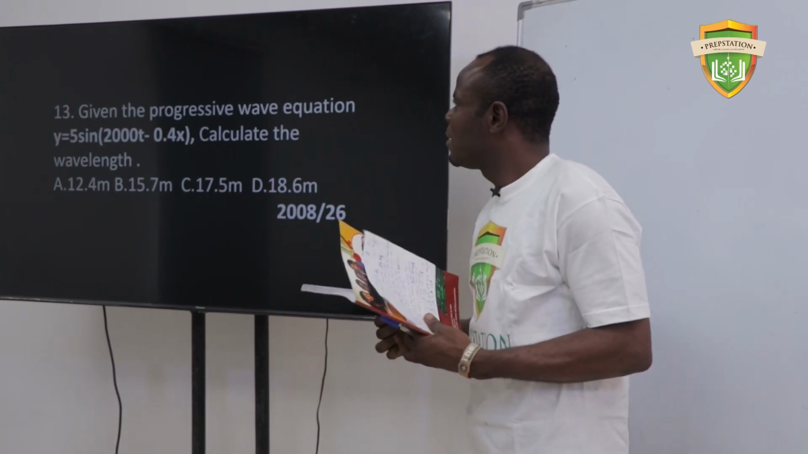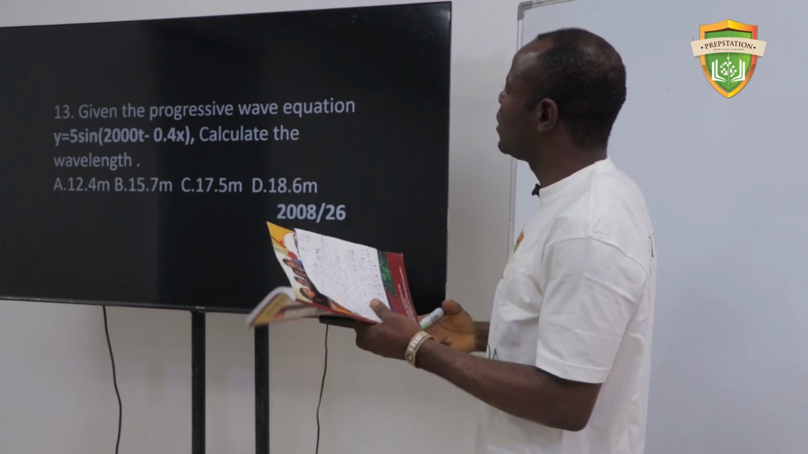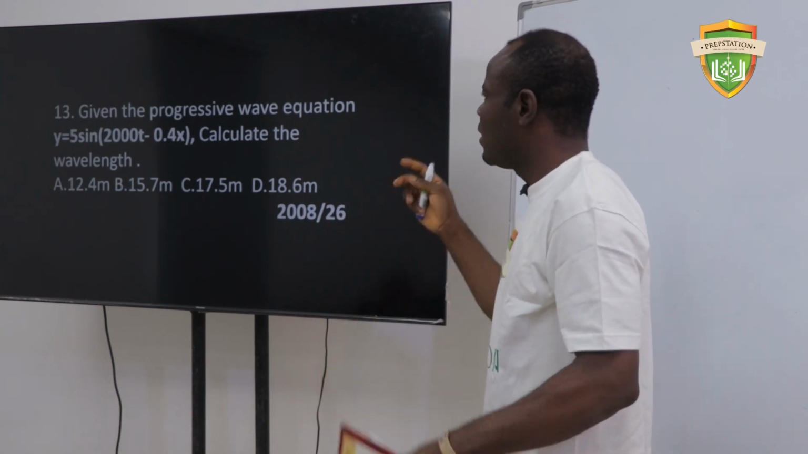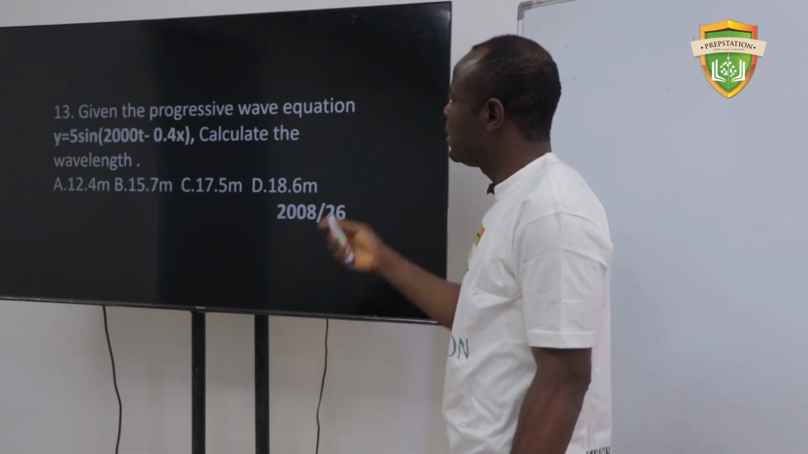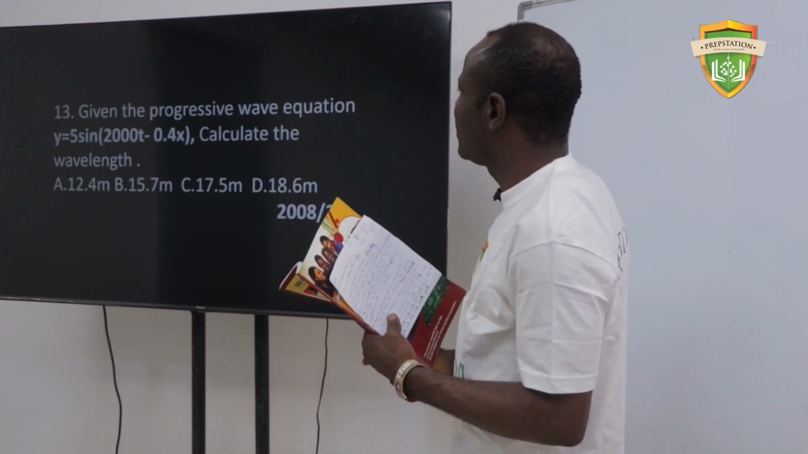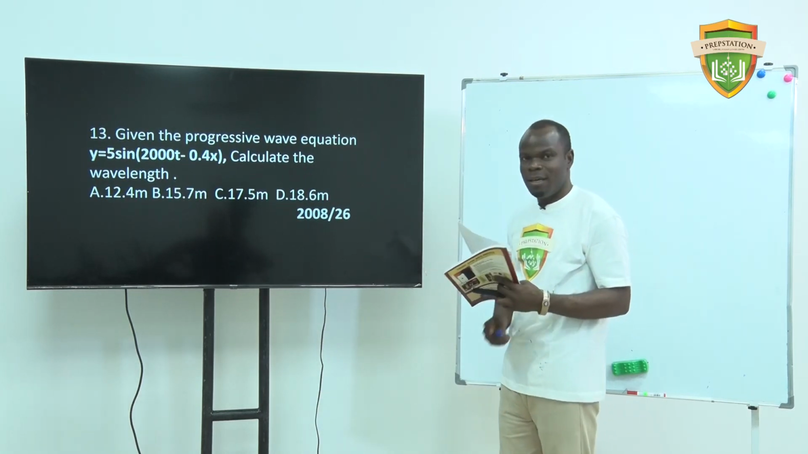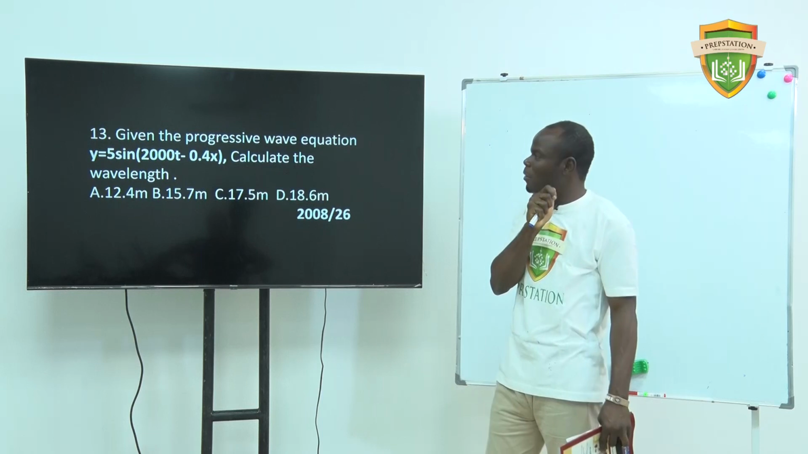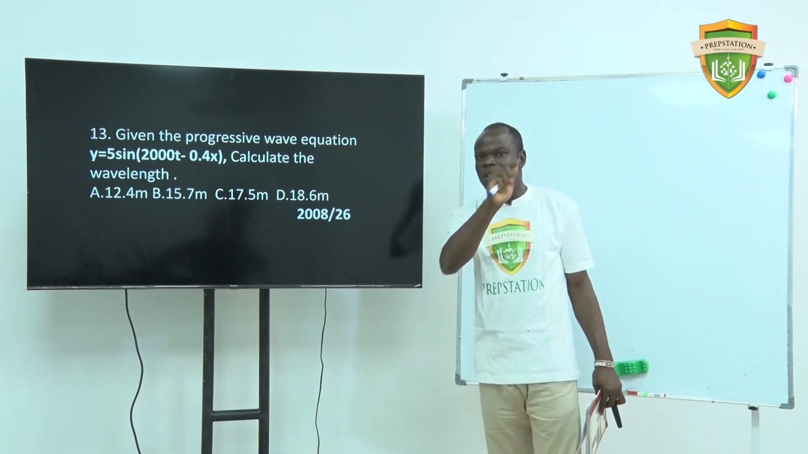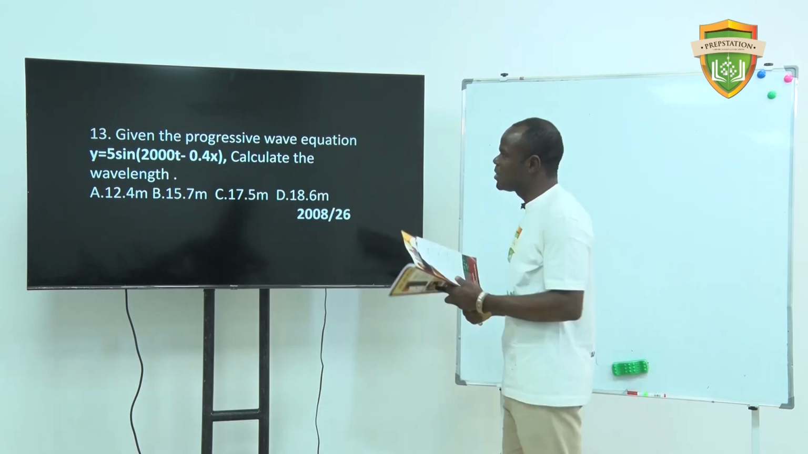This one says, given the progressive wave equation, y equal to 5 sine (2000t minus 0.4x), we have to calculate the wavelength. Now, what do you do first? You remember before now, I gave you a formula of the wave motion. You must know the equation so that you can compare with it. And this goes this way.